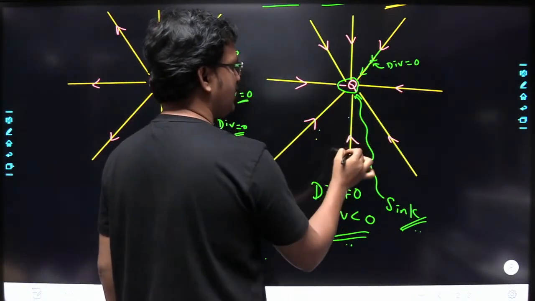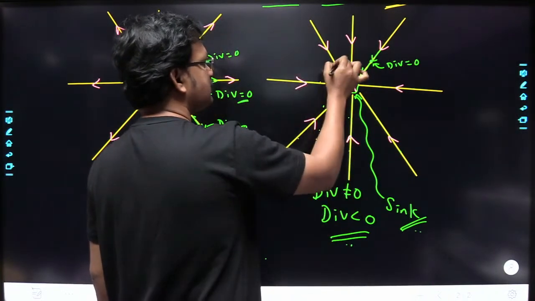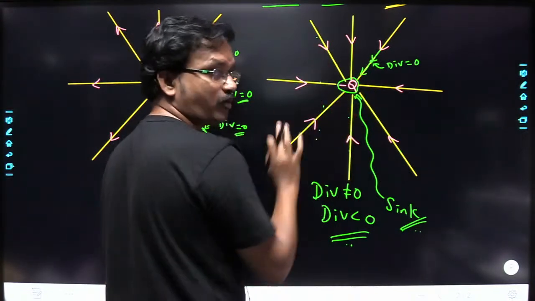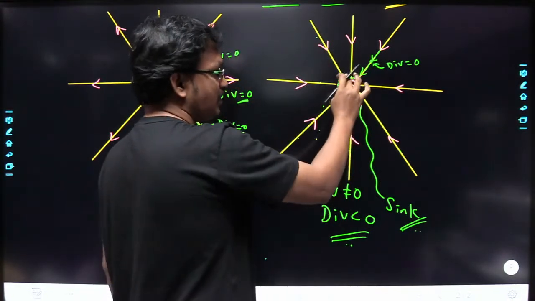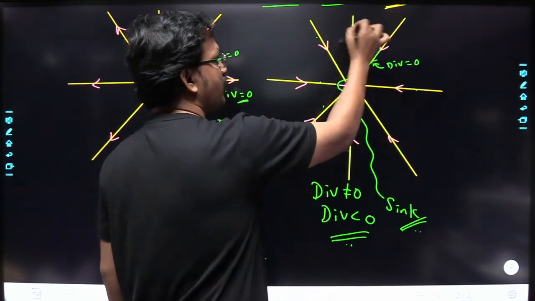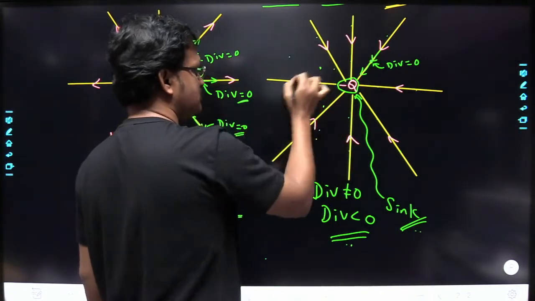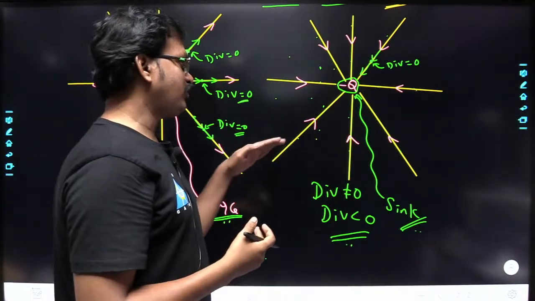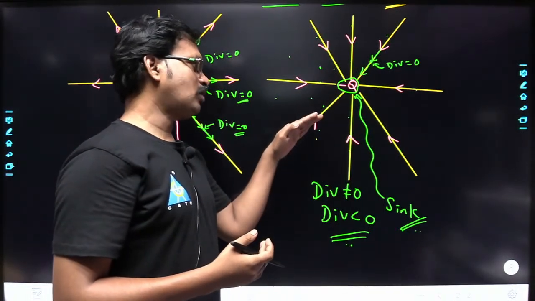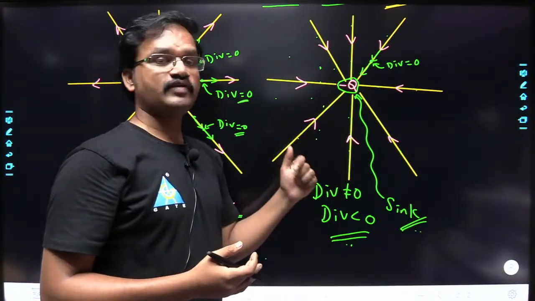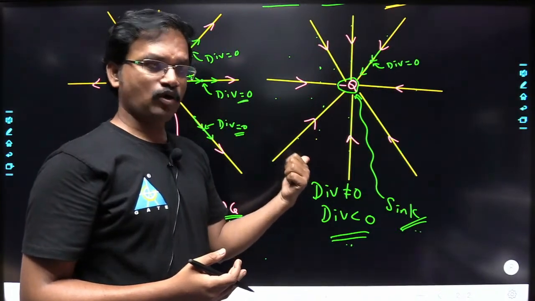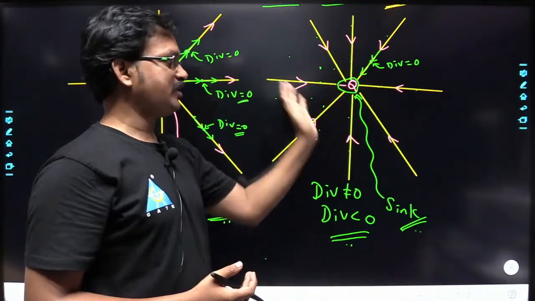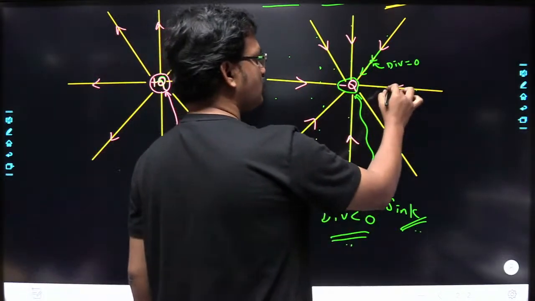You can consider any other point other than what? Other than this minus q point. Okay, other than this sink point, you can consider any other point in this region. So everywhere, whatever field is entering must be equal to the field that is leaving from the point.